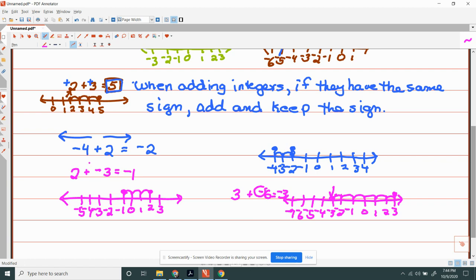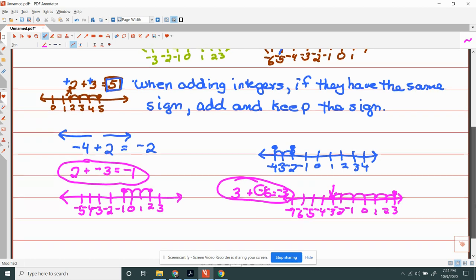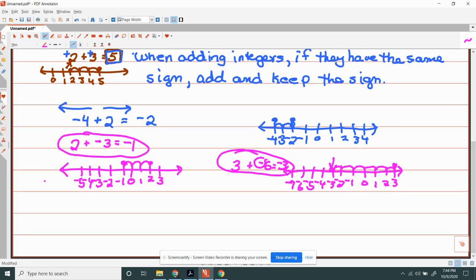So when we look at this problem here, and we look at this problem here, can we derive some kind of a rule from that? So we said that 2, I'm going to rewrite them, plus a negative 3 equals a negative 1. We also said that 3 plus a negative 6 equals negative 3. And I'm hoping by looking at these, you can kind of see a rule.